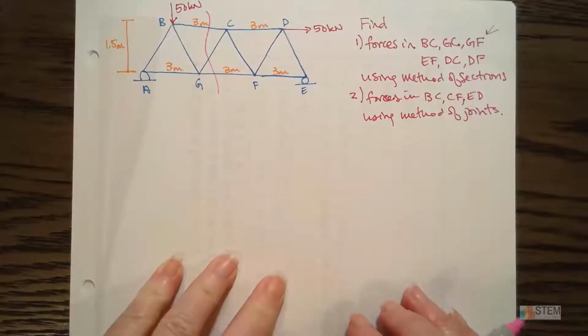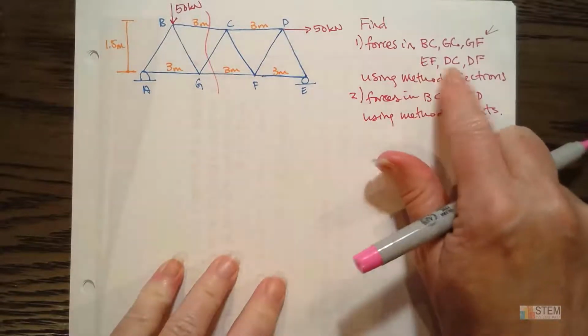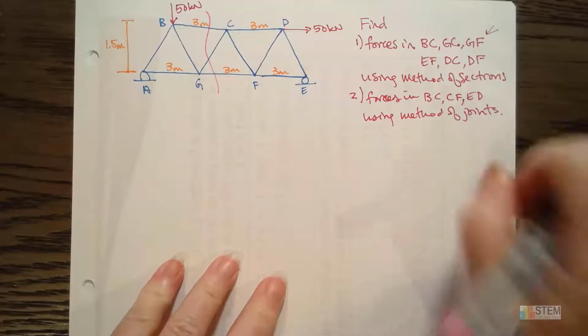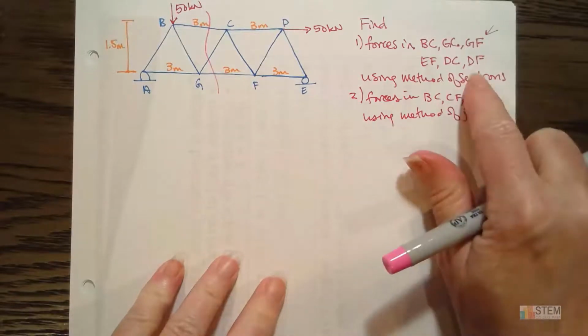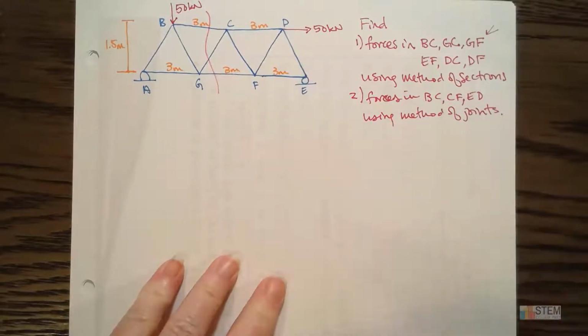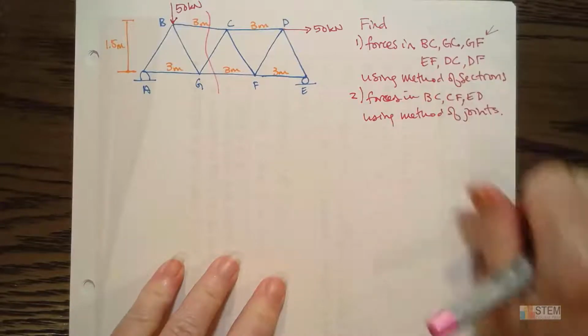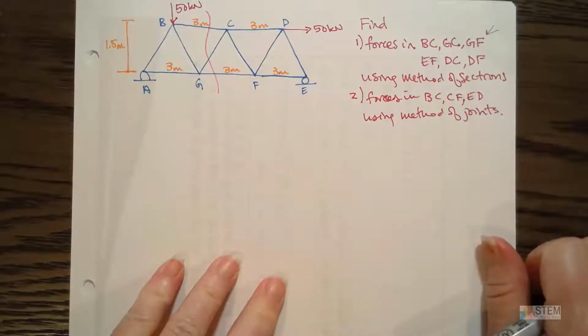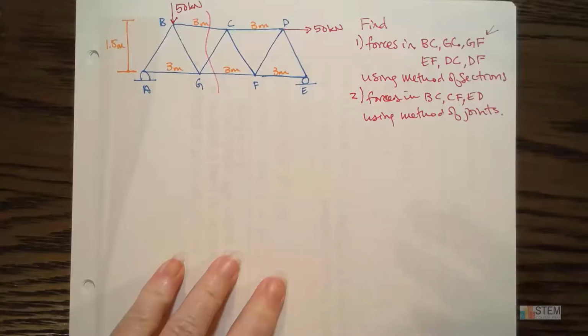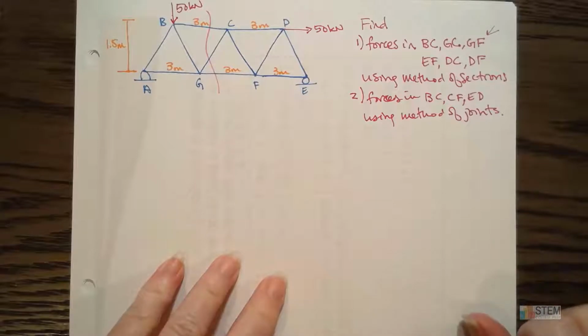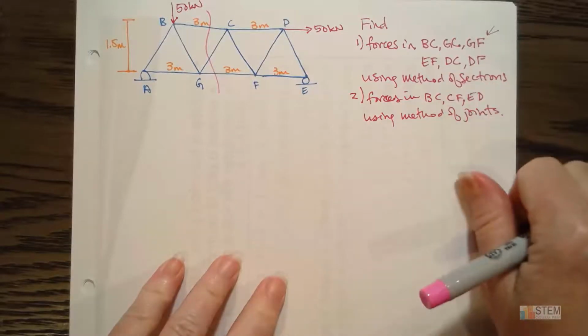That's perfect. Now it also wants EF, DC, and DF. Those are totally different members of the truss, and you might be thinking, well, that's three more unknowns. It is, but we can just do two different free body diagrams and then solve for this one using the second diagram. So with some of these method of sections problems, you're not just going to do one section and be done. You're going to have to do a couple of them depending on how many unknowns it's wanting.